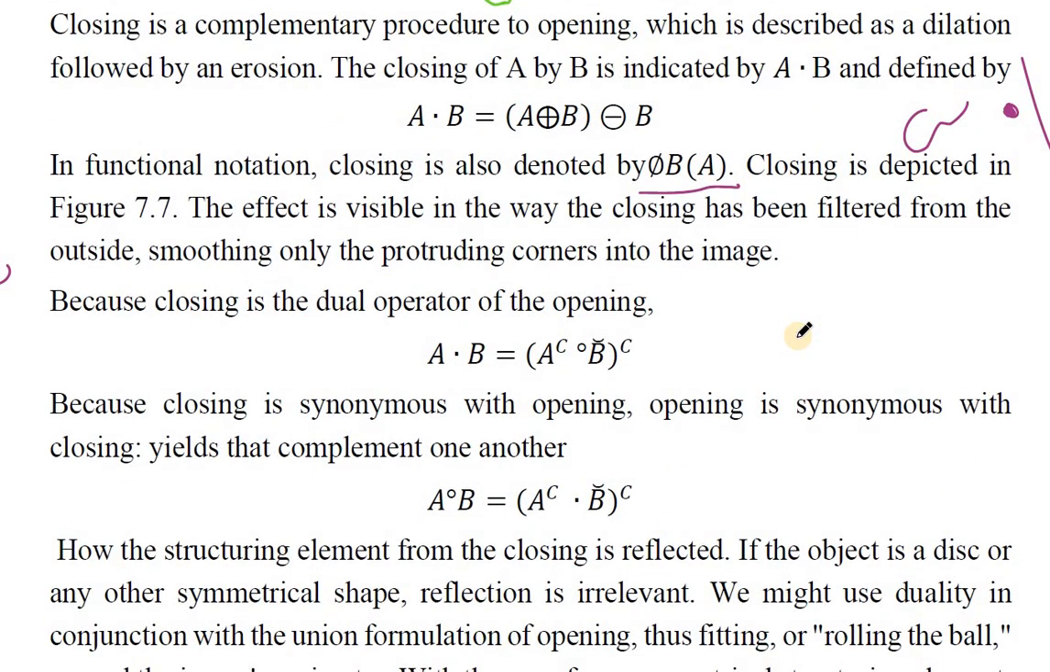Now as I told you, closing and opening are opposite of each other. So how can we show it? A closing B is equal to the complement of A complement opening B, the whole complement. Okay, and exactly in the same way you can write for opening also. A opening B is equal to the complement of A complement closing B.